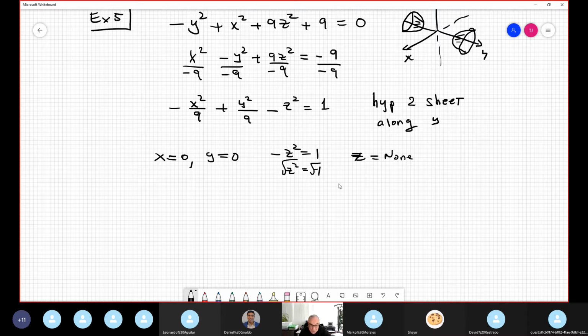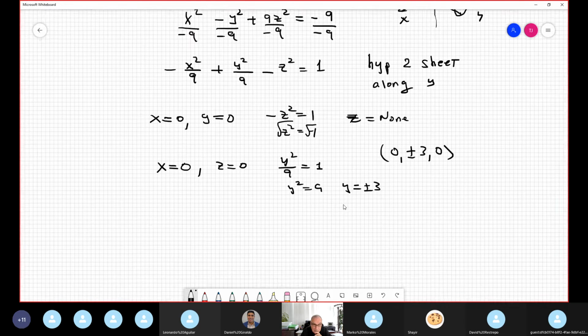Okay. Now let me see x equals 0 and z equals 0. Well, y squared over 9 equals 1. It's equivalent to say y squared equals 9, therefore y equals plus or minus 3. In the y-axis, yes, we have two famous points: 0, plus or minus 3, 0.